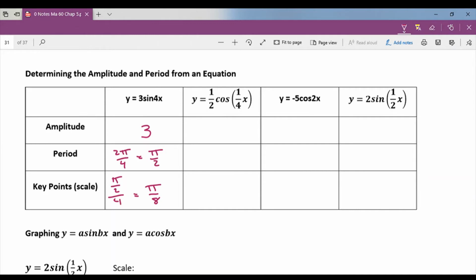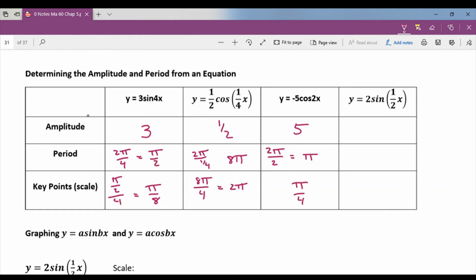I would pause the video, try the next 3, come back and check your answers. So this one has an amplitude of 1/2. The period is going to be 2 pi by 1/4, so that's going to be 8 pi. And then your key points, you're going to split that 8 pi up into 4 key points, and they're going to happen every 2 pi. The amplitude of this one's going to be 5. Your period is going to be 2 pi divided by b, which is just pi, and your key points are going to happen every pi by 4.